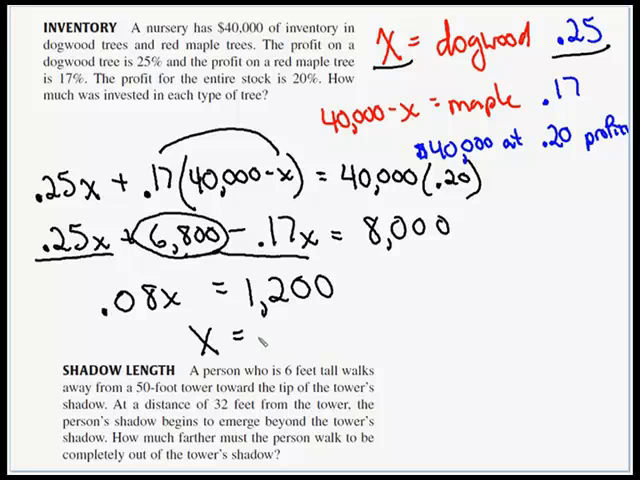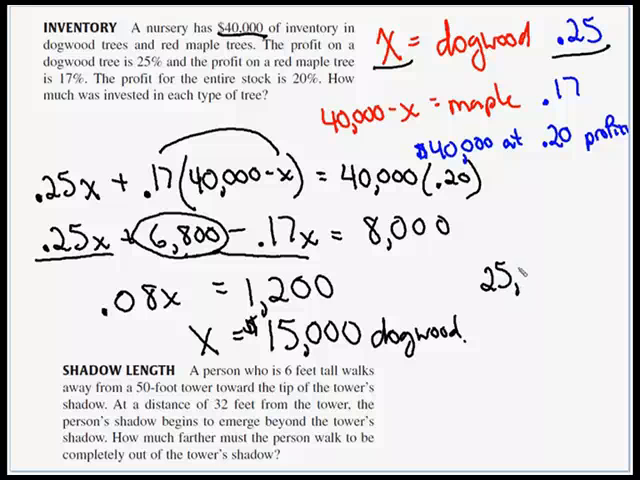X equals $15,000 is invested in the dogwood trees. And we're not done with the problem. We need to know how much in red maple. Well, there's 40 grand total. 40 grand minus 15 grand is 25 grand. So $25,000 in the red maple. And there's our solution.